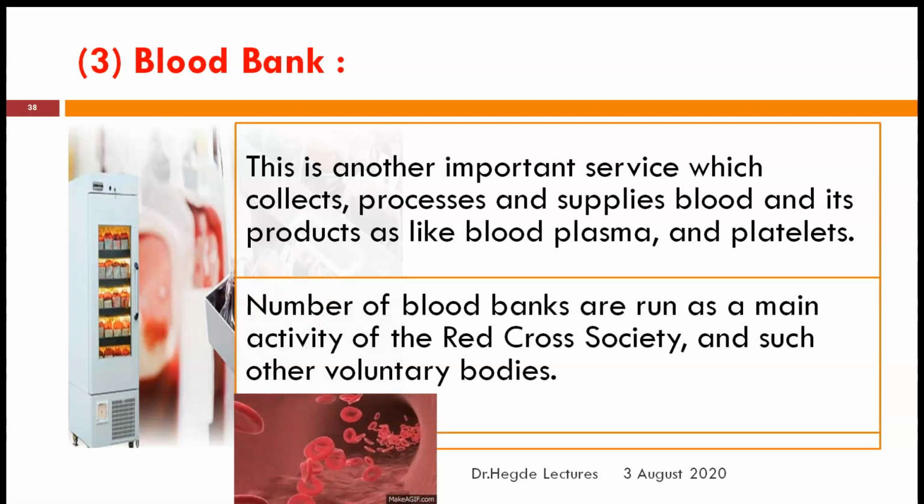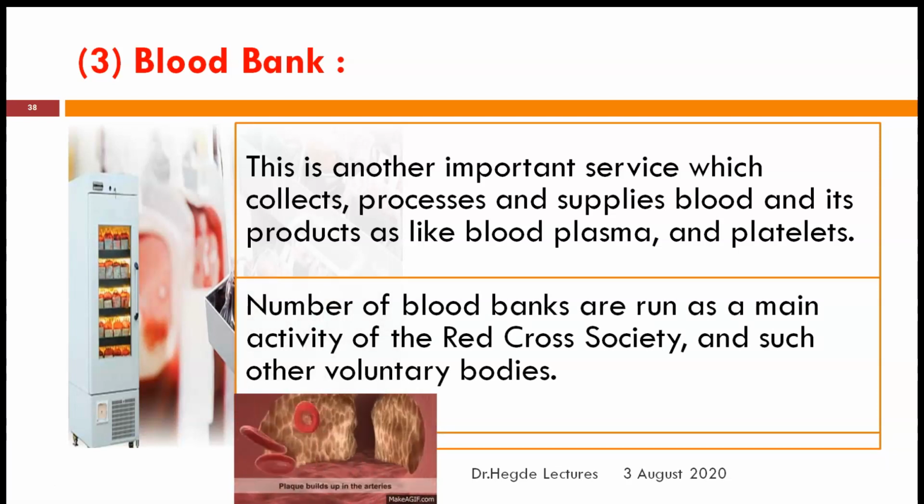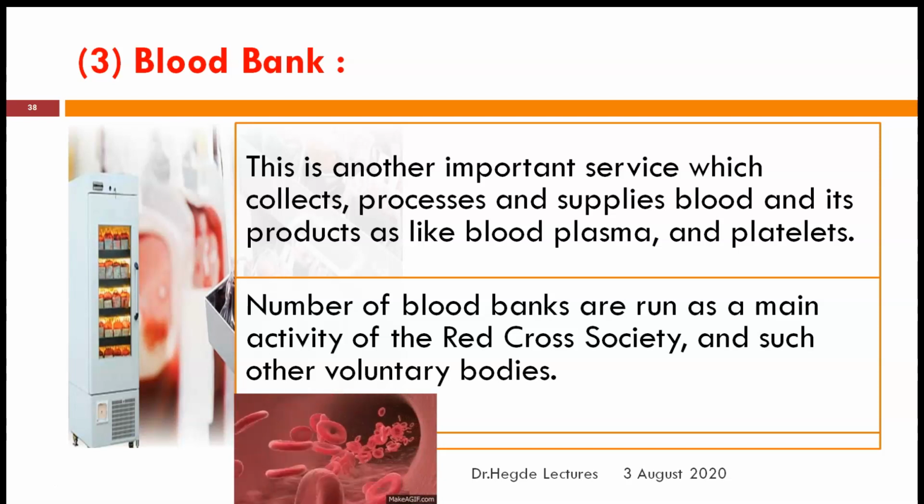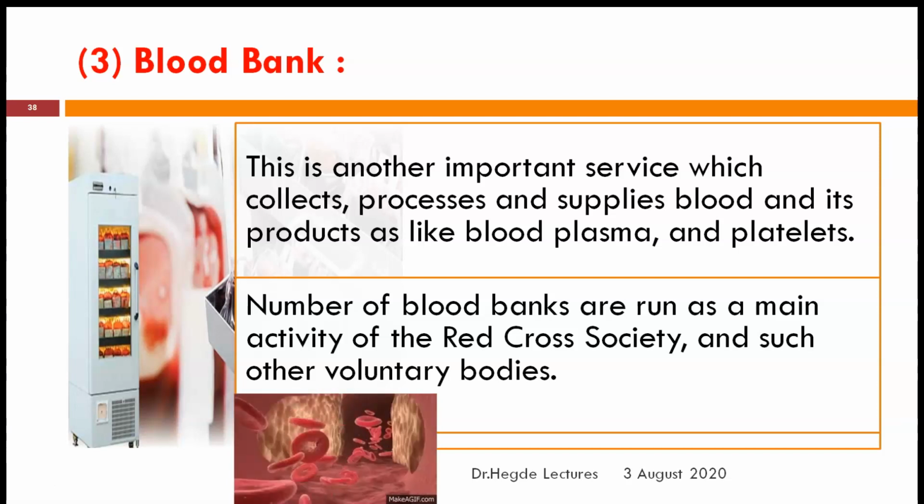A number of blood banks are run as a main activity of some of the private bodies like the Red Cross Society and such other voluntary bodies. Okay, so we have to understand this is one of the life-saving methods.